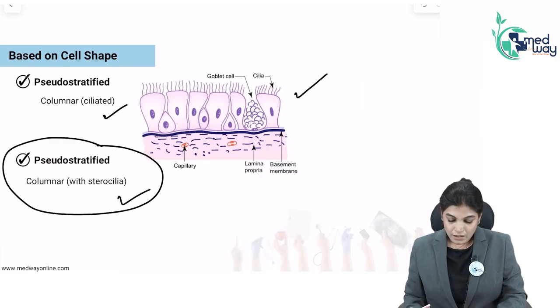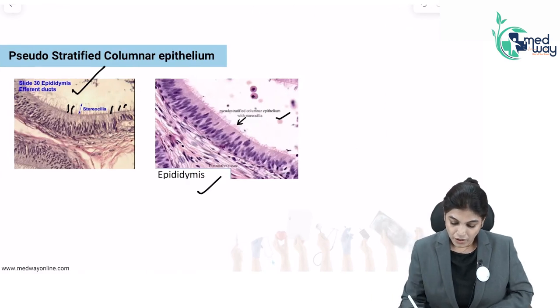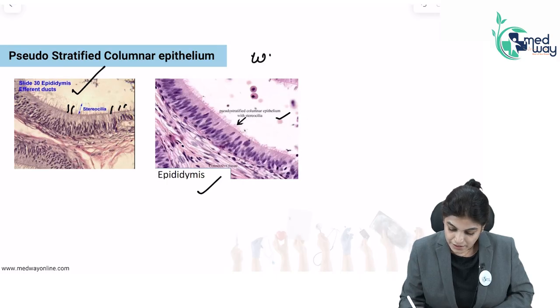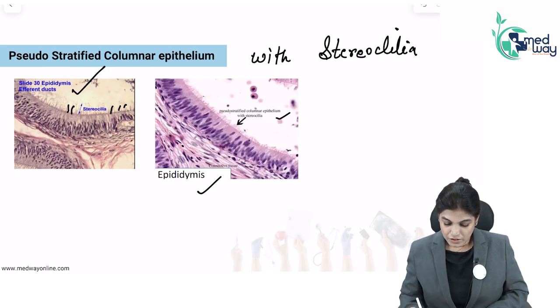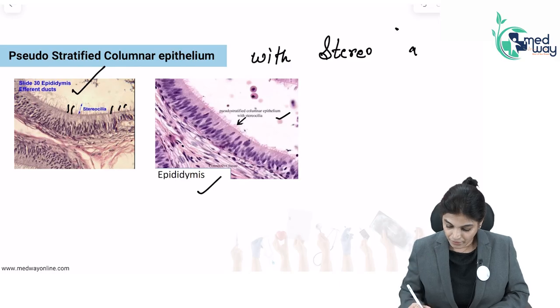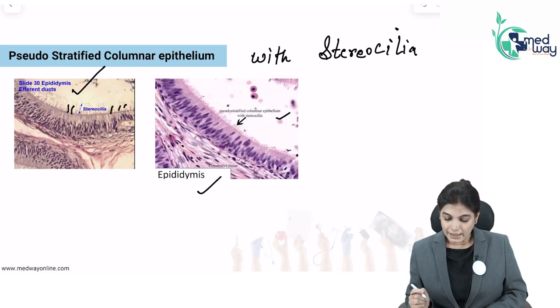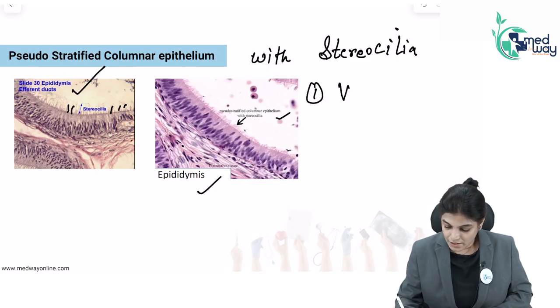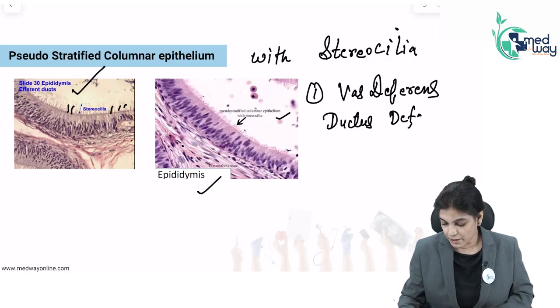Now, we have done pseudostratified ciliated. If I talk about pseudostratified columnar epithelium with stereocilia, which is thick, but with stereocilia, which are non-motile, it is present in the vas deferens, which is also called ductus deferens, and the other example is the epididymis.